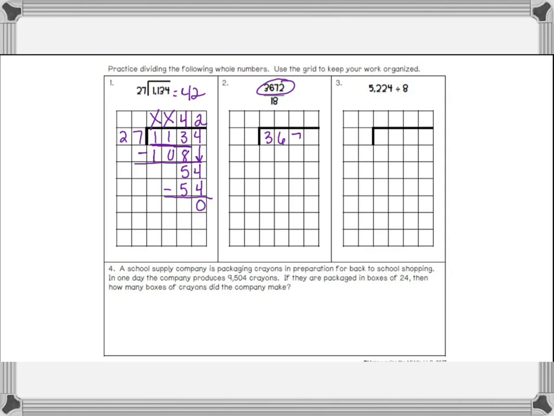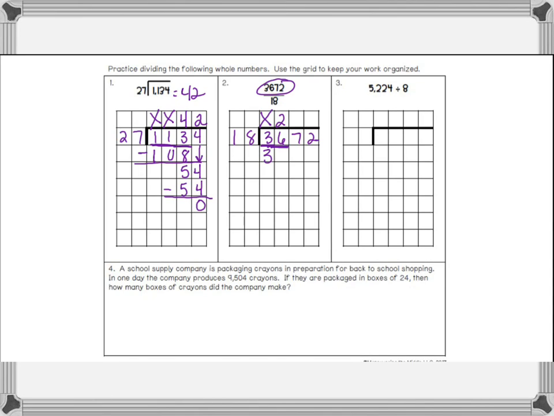So 3,672 goes inside. 18 goes outside. So we're going to start the same way. We're going to have 3 divided by 18. Well, that's not going to work. So I'm going to put an X up there. Then I'm going to look across and I have 36 divided by 18. Well, that's going to go in there twice.